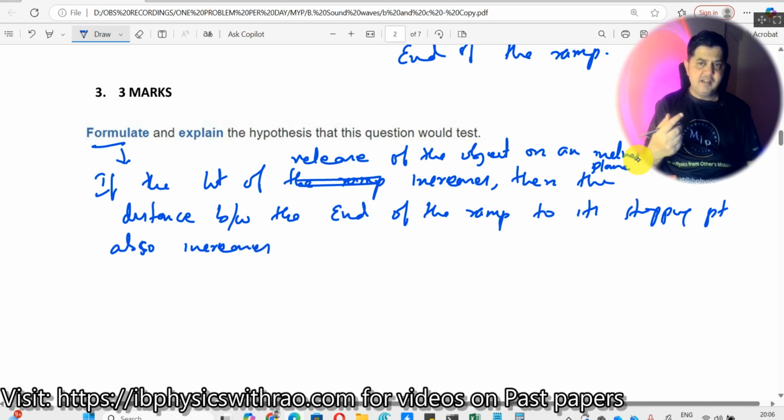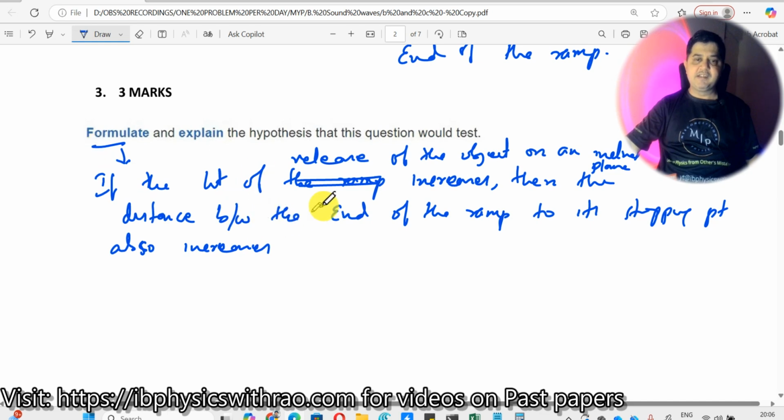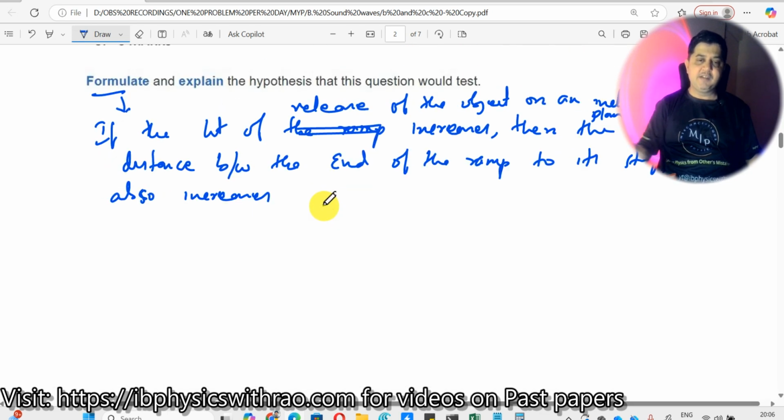So what did you do in the earlier one? You just mentioned, how does. Now in the second one, the formulation, you are going to very conclusively state this is what is going to happen. Here also your independent and dependent variable are there, and you mention very clearly what is going to happen. Now you need to explain. How many marks is it? 3 marks, 1 mark for this. Explain. What is your explanation for this?